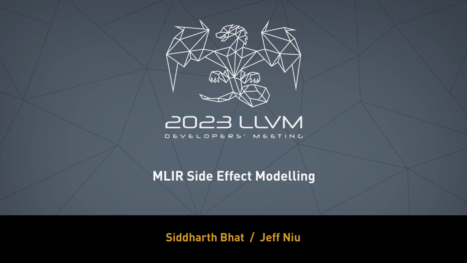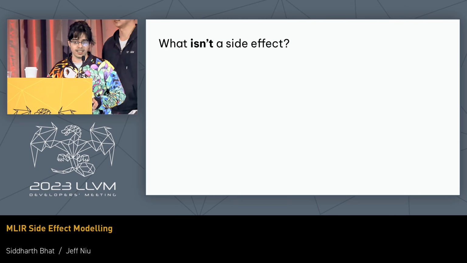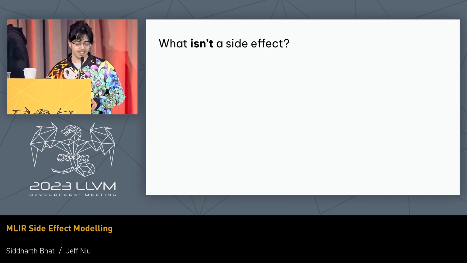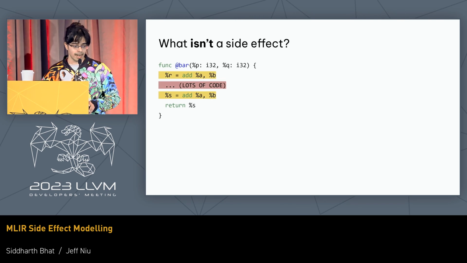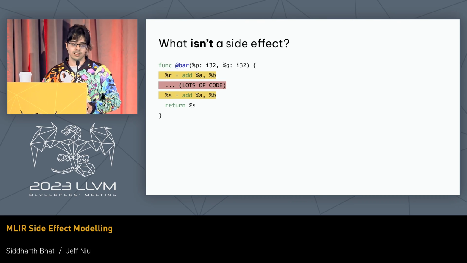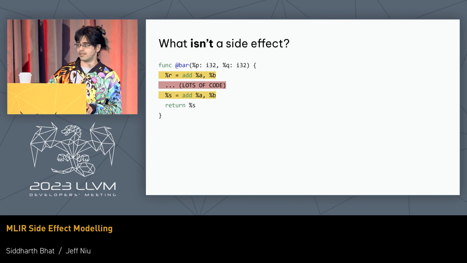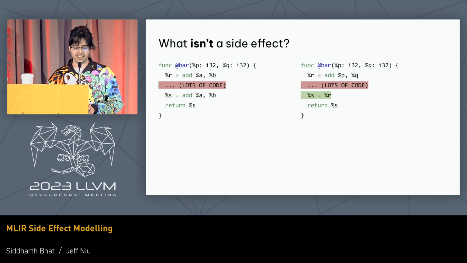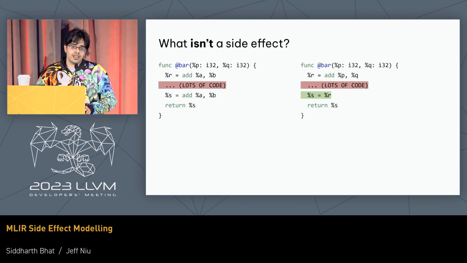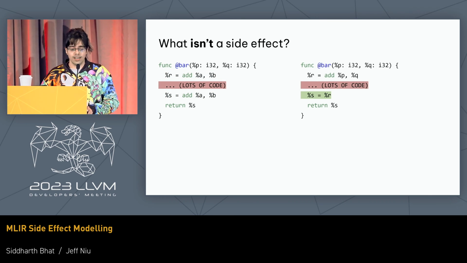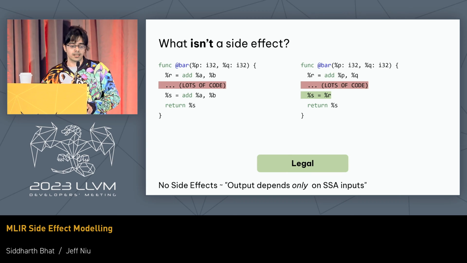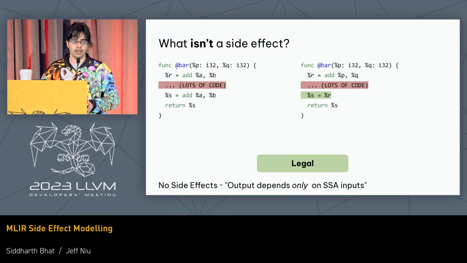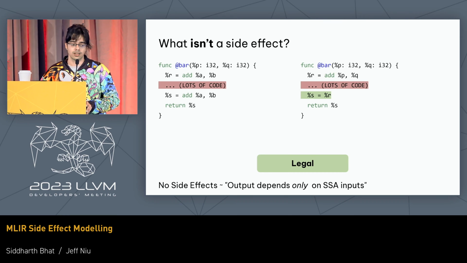So I guess just to set the stage, let's first quickly go over what is and isn't a side effect. Here we have this program with two add instructions that add the inputs, and then there's a bunch of code in between. The question is: is it safe to replace the value of s with the value of r? And the answer is yes, it is, because the mathematical function add only depends on the inputs. One way to think of something having no side effects is that its outputs depend only on the SSA values that are its inputs.